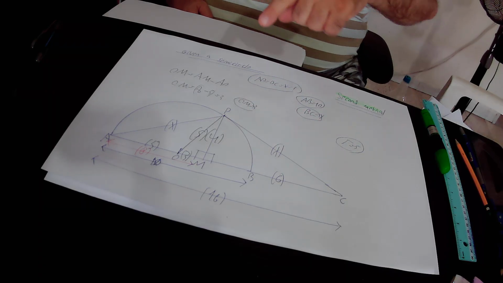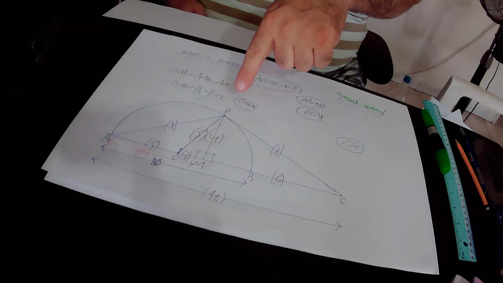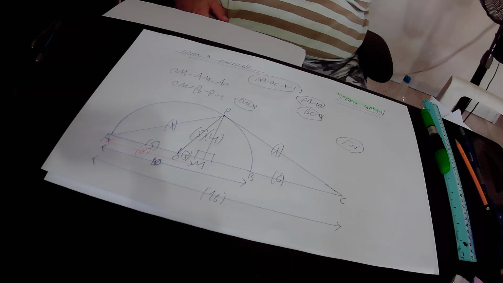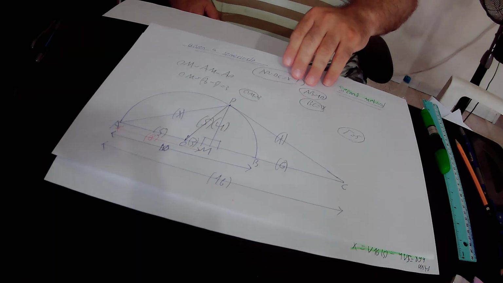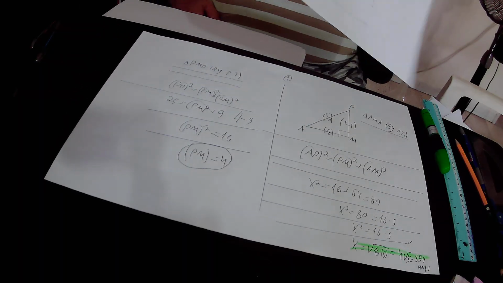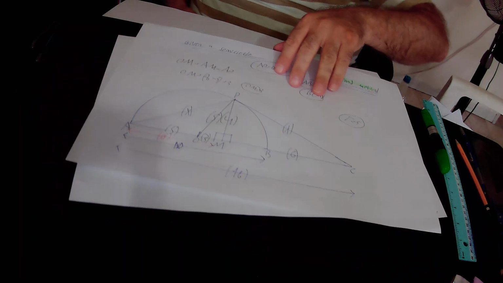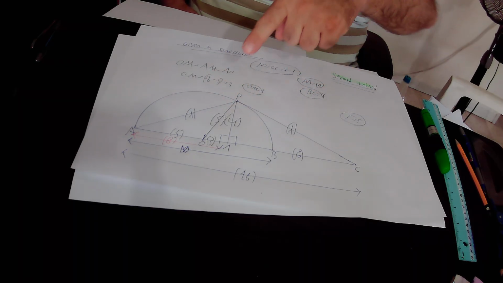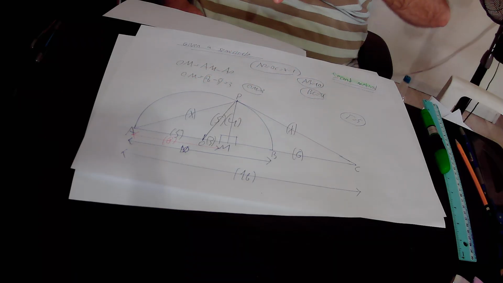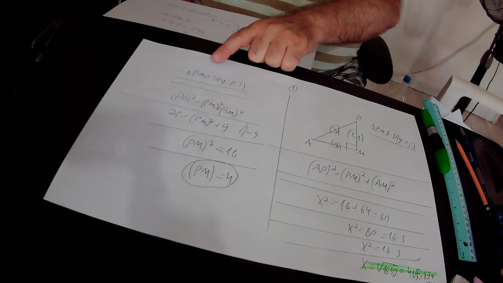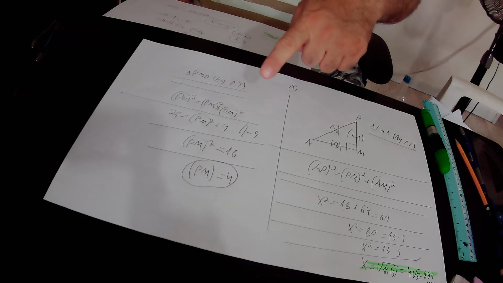In the next step, we implemented the Pythagoras theorem on this small right triangle PMO. According to the Pythagoras theorem, in any right triangle, the square of the hypotenuse equals the sum of the squares of the other two sides. So in the right triangle PMO, PO squared, the square of the hypotenuse, equals PM squared plus MO squared.